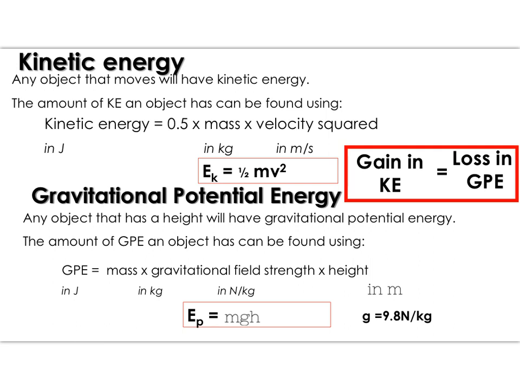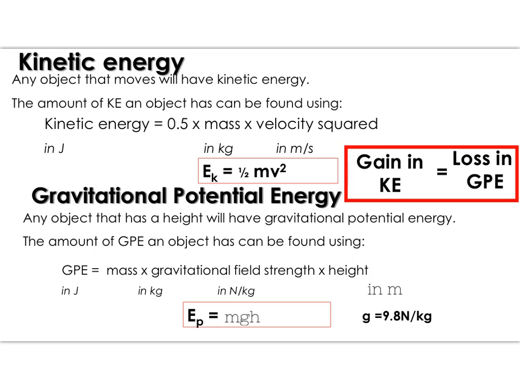You also need to be aware of how to convert between kinetic energies and gravitational potential energies. And you should realise that when you drop a ball from a certain height, the gain in kinetic energy is equal to the loss in gravitational potential energy. This also works in the opposite direction, so if you throw the ball from the ground, the loss in kinetic energy would be equal to the gain in gravitational potential energy.